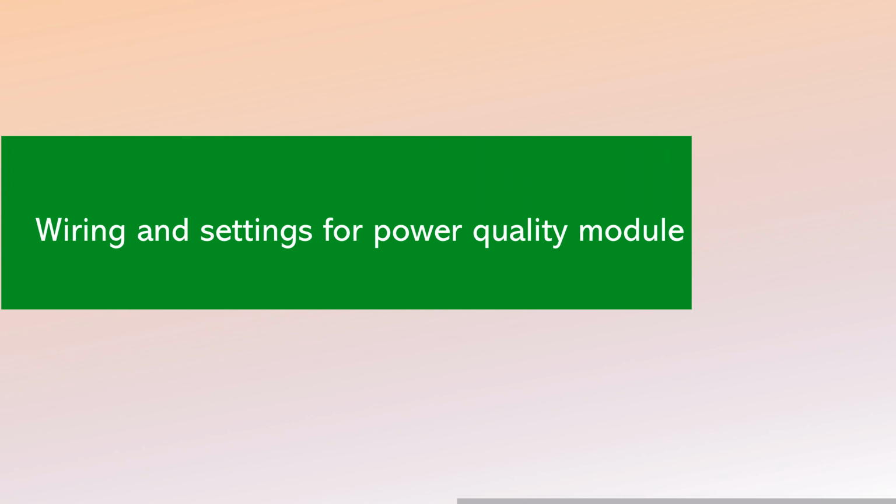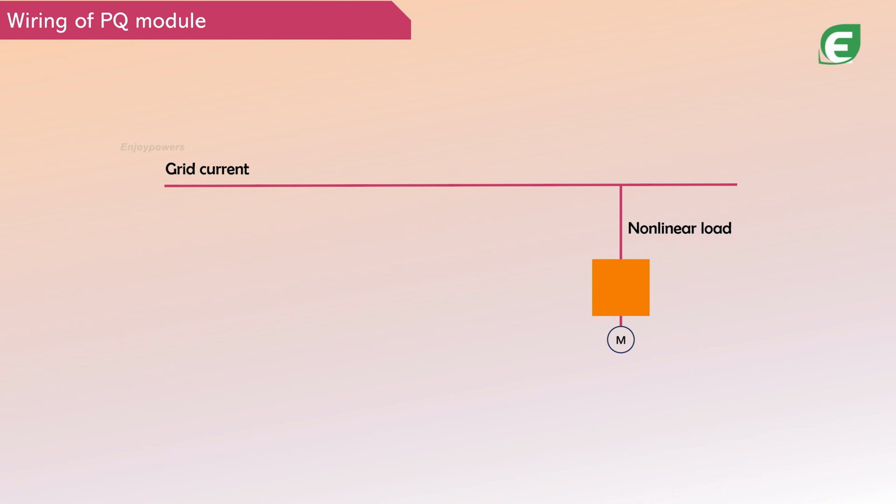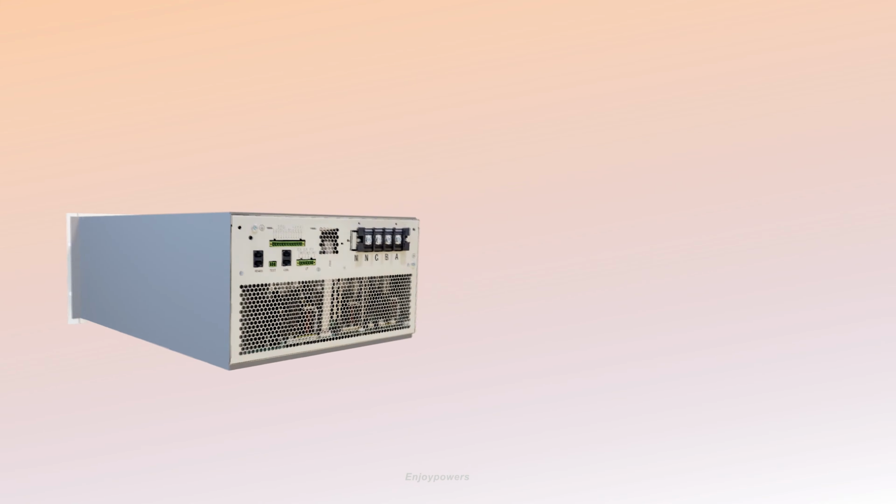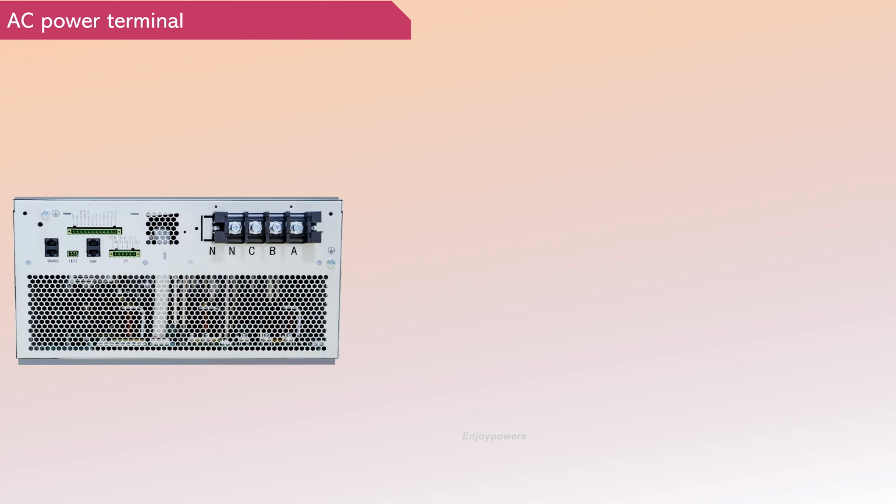The power quality module serves as a current source, detecting the current signal of the harmonic source through current transformers, CT, and providing feedback to the power quality module. Therefore, the wiring of the power quality module includes power lines and CTs. The terminals for AC line connections on the rear panel of the power quality module are located here.